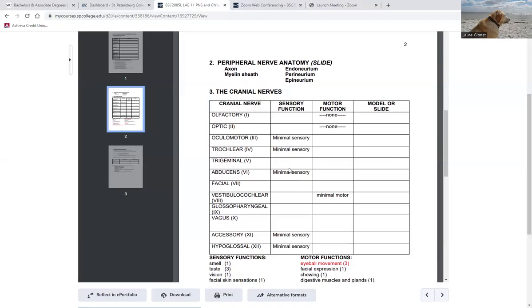Okay, now let's go back to trigeminal, because trigeminal has nothing to do with eye movement, right? It has sensory function. The sensory function is facial sensation. It's the skin of the face, so very superficial. And then the motor function are the muscles of mastication, or your chewing muscles. They're generally called mastication muscles. And an example of that would be, on the muscle models, temporalis and the masseter muscles.